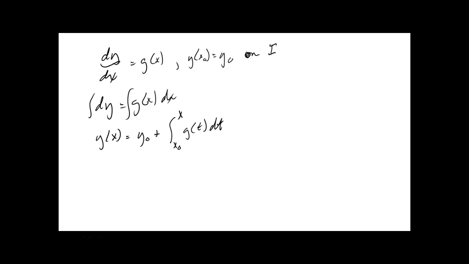Now, you might say, where did that come from? Okay? Well, here's where it came from. When x is equal to x0, this integral goes to 0, because then you're integrating from x0 to x0. So that goes to 0, and then that's equal to y0. So that's where that came from. And then you have this as the integral. Okay.